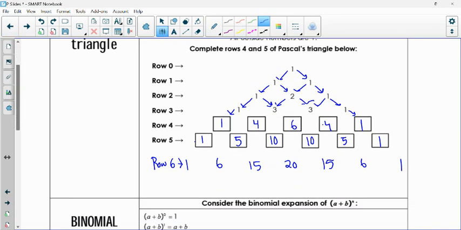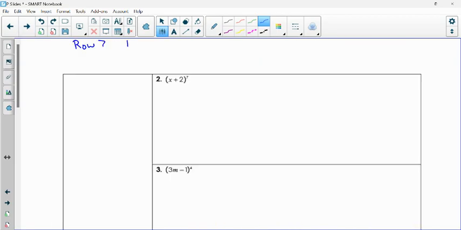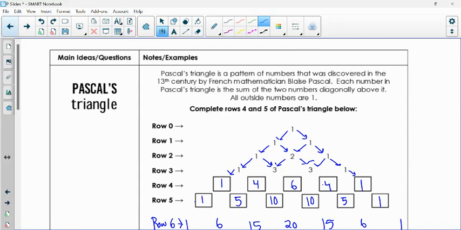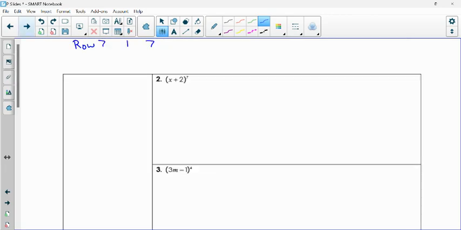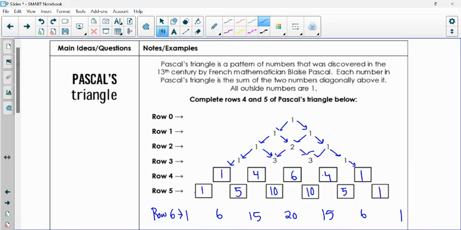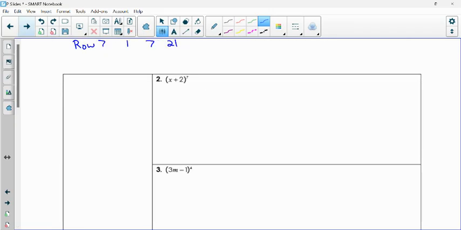So we come down and bring that 1, and then 1 plus 6 is 7. So our first numbers would be 1, and then 7. And then we have to add those. 6 plus 15 is 21. And then we're adding 15 and 20 here, which is 35. And then adding 20 and 15. So we're going to have two 35s in a row.